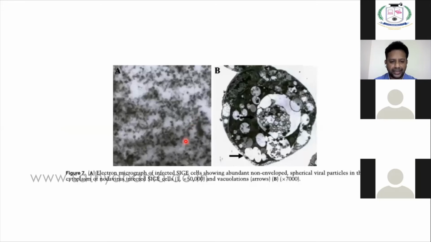So this is the TEM analysis. This is a single cell actually having multiple vacuolations. You could see the single cell having multiple vacuolations. Then these are all the nodovirus.